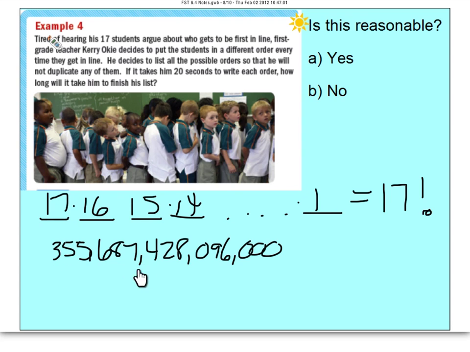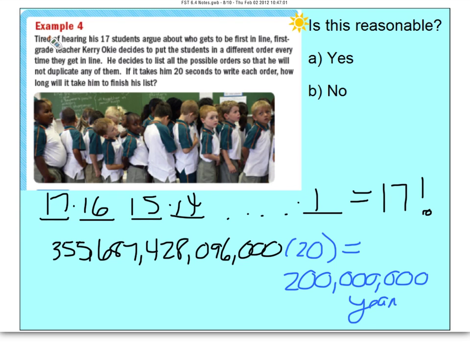Okay, it's incredibly long. It's going to be over 355 trillion different orders. Now, to figure out how long it's going to take him, you multiply that by 20 seconds per list, and then you compute this in terms of time, going into years. I'll tell you this: it's going to take him over 200 million years to actually make this list. So he is by far not being reasonable in this situation.